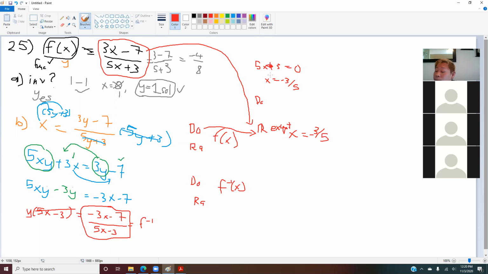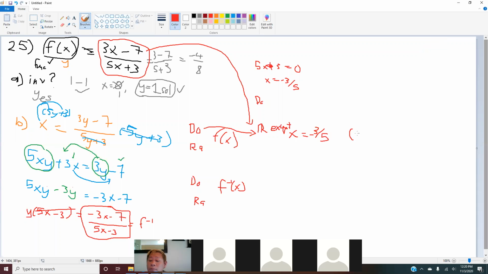Do you need it in interval notation too? Yes, you can use interval notation. What is the interval notation in this case? It's negative infinity to negative 3/5, and then what else? Union with what? Negative 3/5 to infinity.